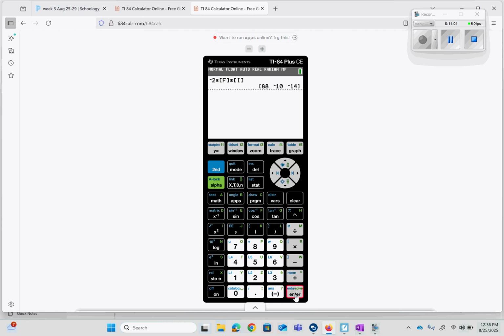Okay. The next page is just plugging those matrices in and doing all the math that goes with it. So ask your teacher if you need help.